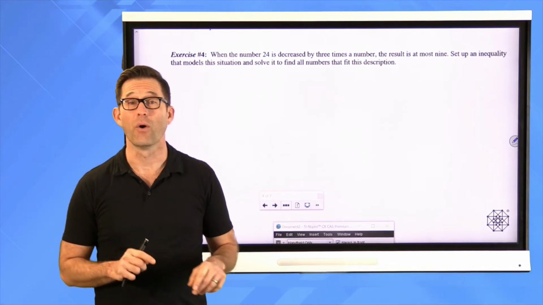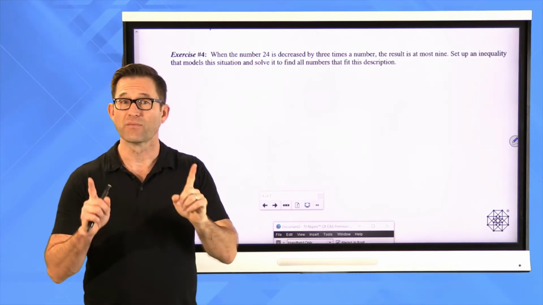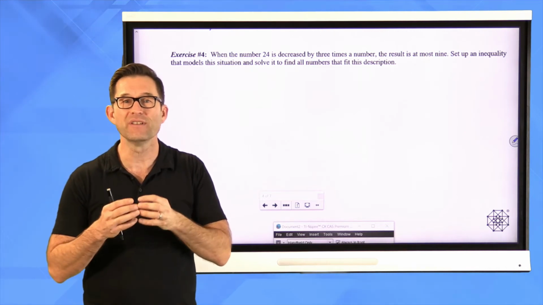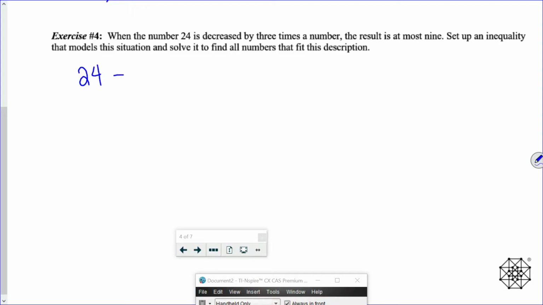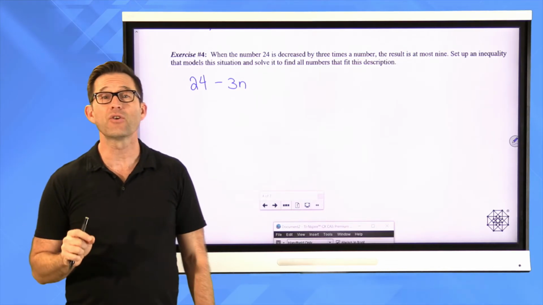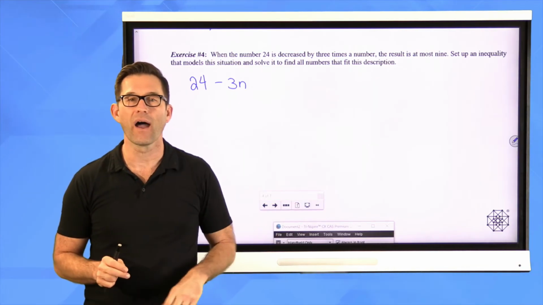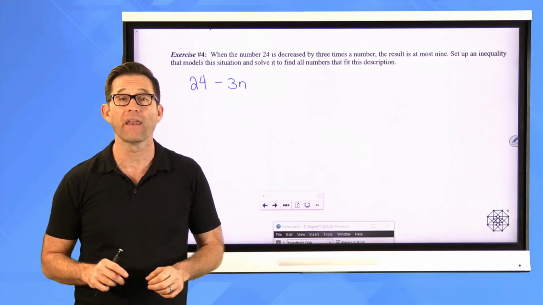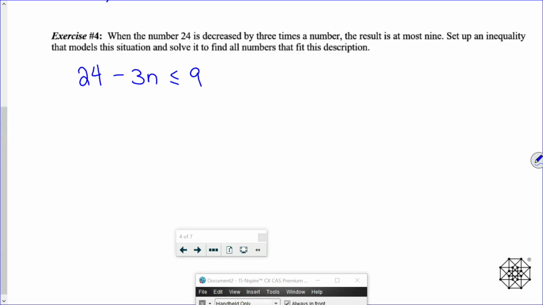Okay, this is critical. When the number 24 is decreased by 3 times a number. So I've taken 24 and I'm decreasing it by 3 times a number. So absolutely critical that we start with this, 24 minus 3n. That is 24 that's being decreased by 3 times a number. The result is at most 9, which means the biggest it can be is 9 and it can be less than 9. So that's our inequality. 24 minus 3n is less than or equal to 9.